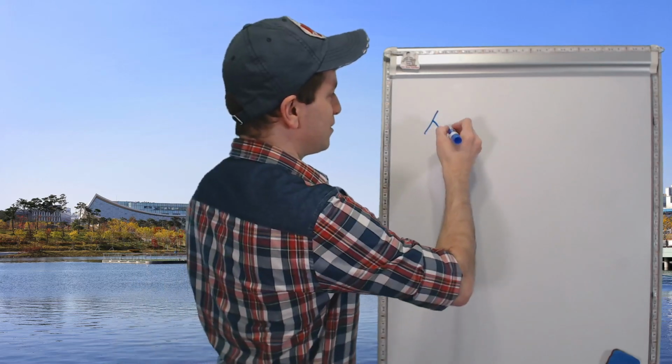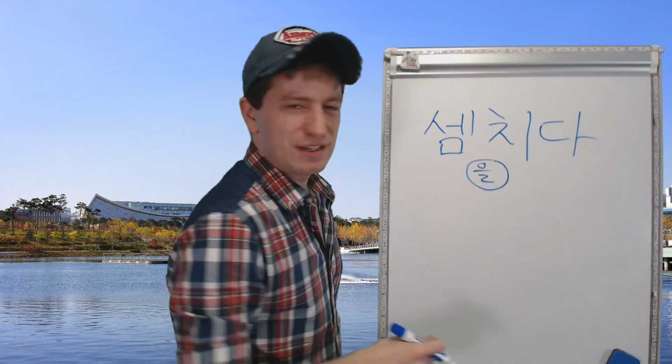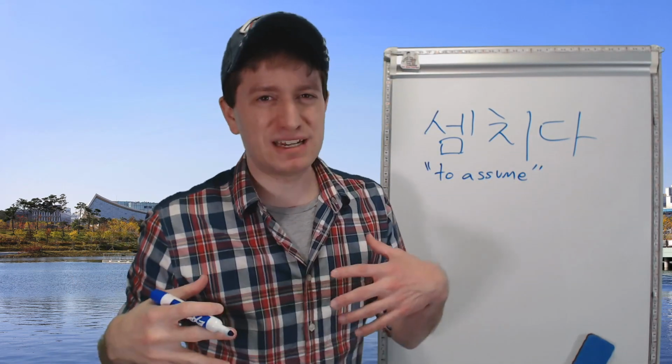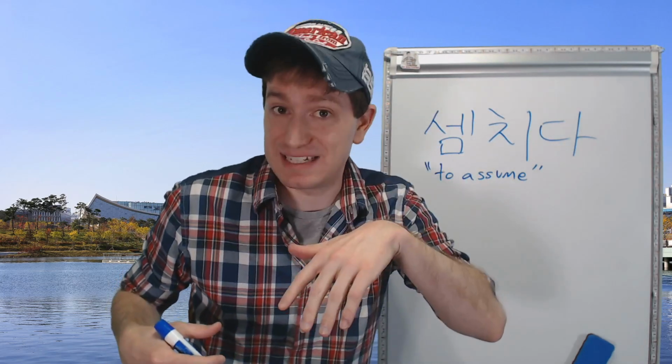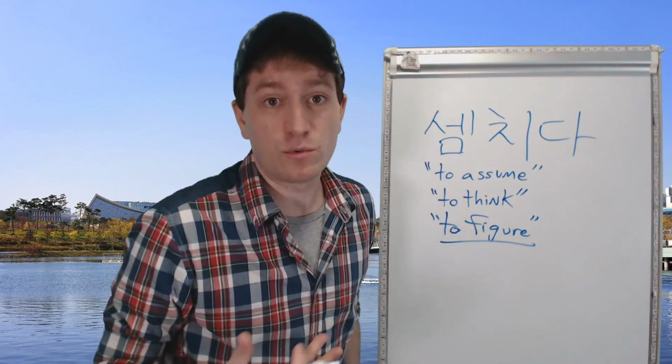The first thing we're going to learn is about 셈치다. It's originally 셈을 치다, but no one says that. What 셈치다 means is to assume something. By that I mean to think something is a certain way, whether it is or it isn't. So you can also think of it as meaning to figure. Like I figured something was a certain way.